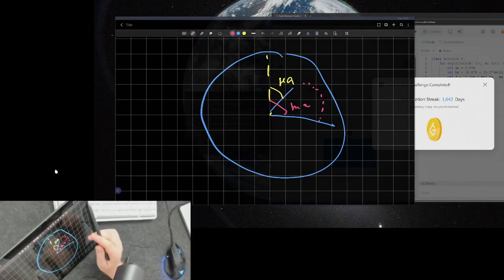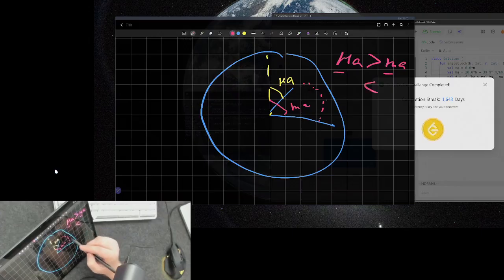And let's think about the corner cases, because sometimes HA is bigger than MA, hours angle bigger than minutes angle, and sometimes it's otherwise. So the basic simple if is just to do: if one is bigger than the other, then swap, and then compute this difference angle.